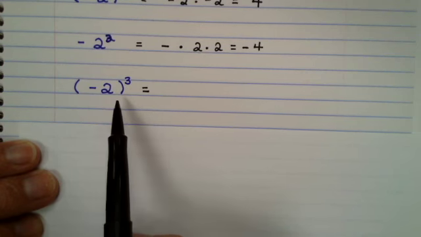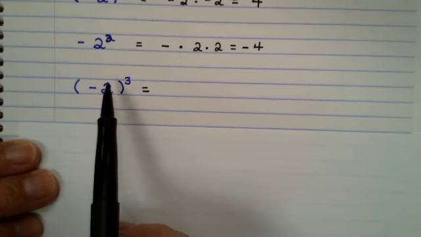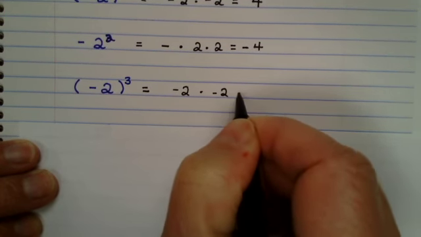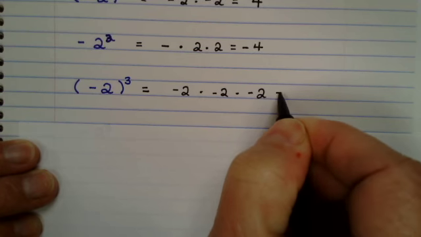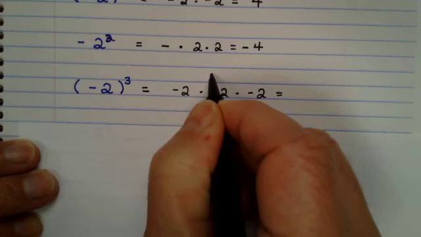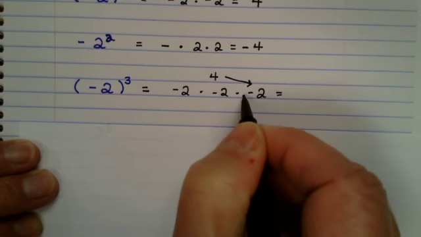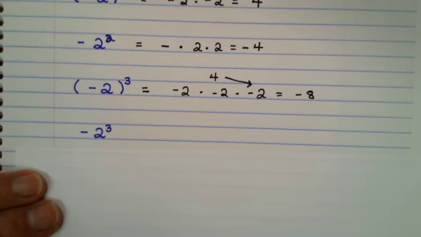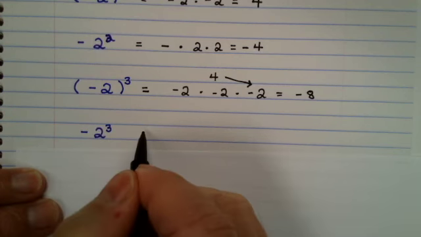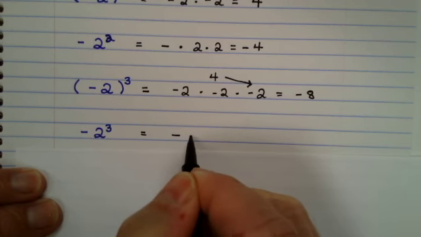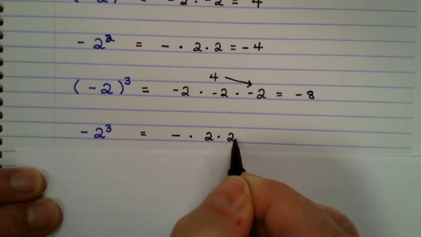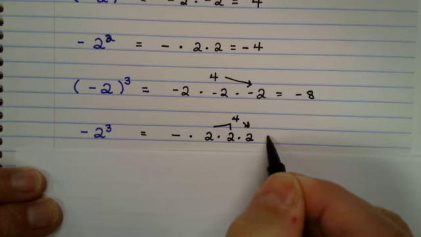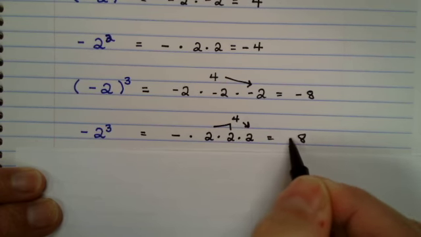This one has parentheses. That means I'm going to repeat negative 2 this many times. Negative 2 times negative 2 times negative 2. Negative 2 times negative 2 is positive 4. Positive 4 times negative 2 is negative 8. In this example, the negative is not repeated. The negative is on the outside. The 2 is what gets repeated 3 times. 2 times 2 is 4, times 2 is 8, and then I take that negative and put it with it.